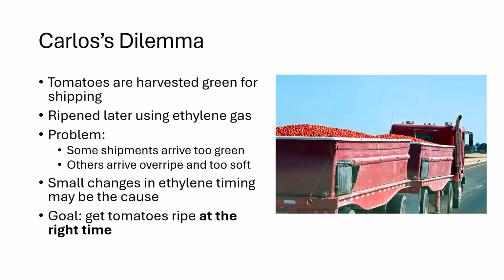Carlos harvests his tomatoes green and firm so they survive shipping without bruising. At his facility, he uses ripening rooms and exposes tomatoes to ethylene gas to trigger ripening before they're sent to stores. The problem is timing. Some shipments arrive still green, while others arrive overripe and too soft to sell. Even small changes in when the tomatoes are exposed to ethylene or how long they stay in the ripening room seem to make a big difference. His goal is simple: get tomatoes to the store ripe at exactly the right time.